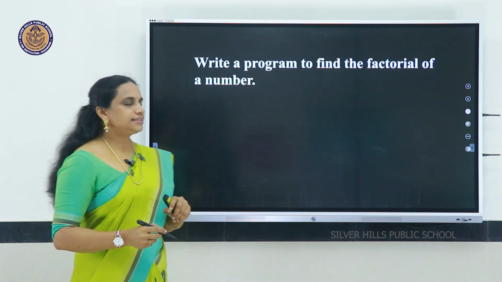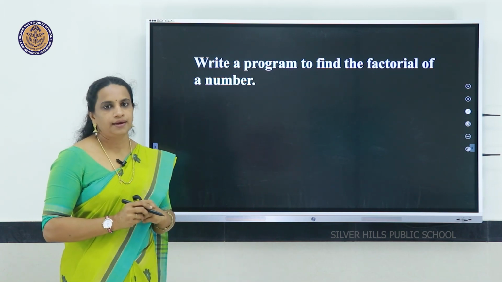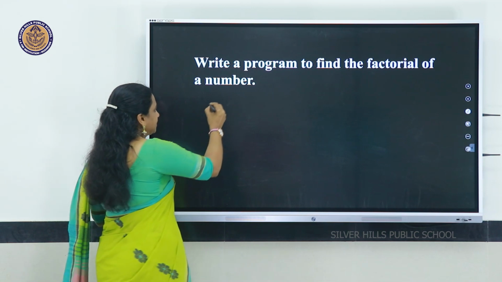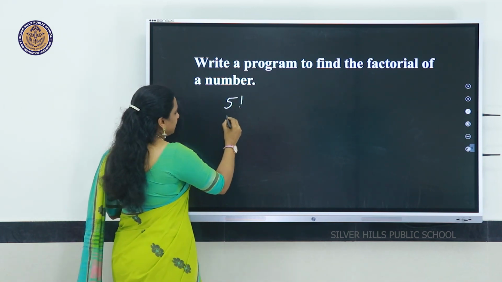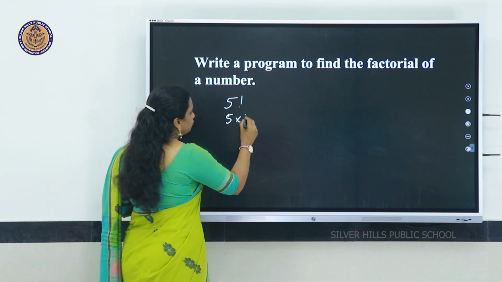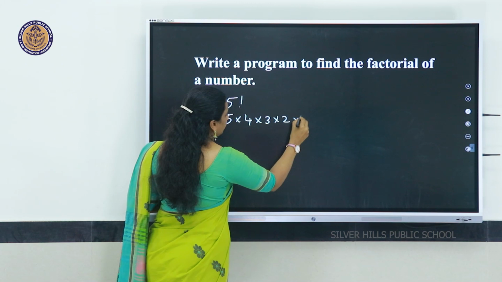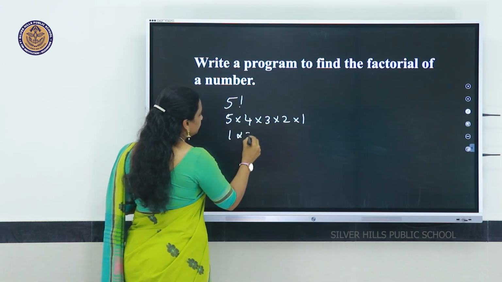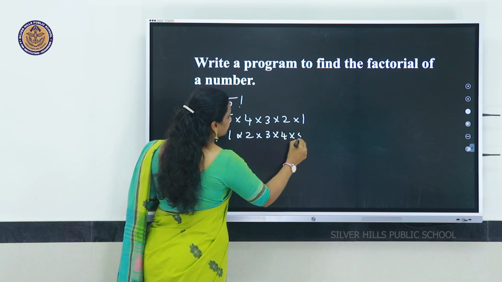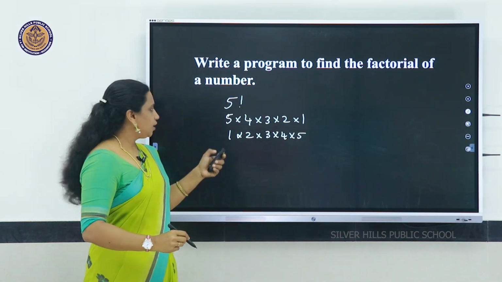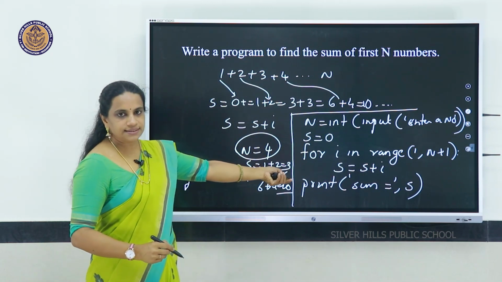Now, the next one is write a program to find the factorial of a number. What is a factorial? For example, suppose 5 factorial. 5 factorial stands for 5 into 4 into 3 into 2 into 1, or we can write 1 into 2 into 3 into 4 into 5. This is 5 factorial. We know how to find the sum of the first n numbers.